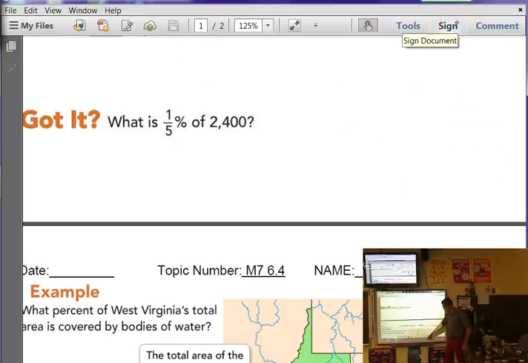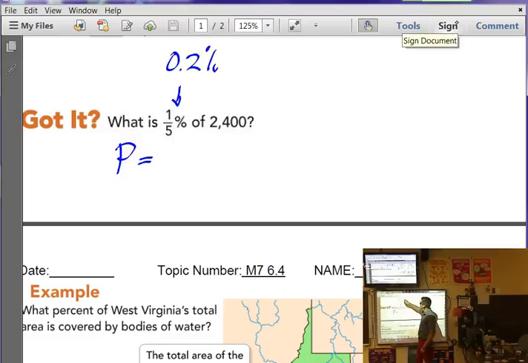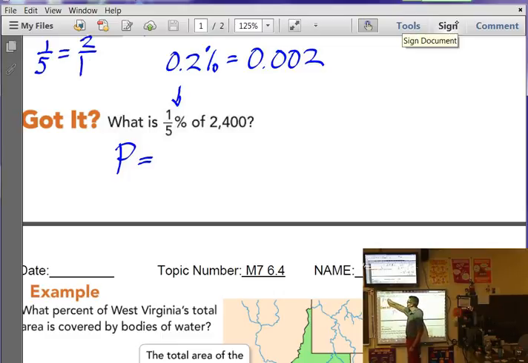The other way to do this is set up the mathematical. The part is 1/5 of a percent, which actually becomes 0.2% or 0.002. Any questions on how I do this conversion? How did you get the 0.2%? 1/5 is 2/10. So what I really set up is 1/5 is equal to 2/10. So 1/5 of a percent is 2/10 of a percent. Cool? Any other questions?